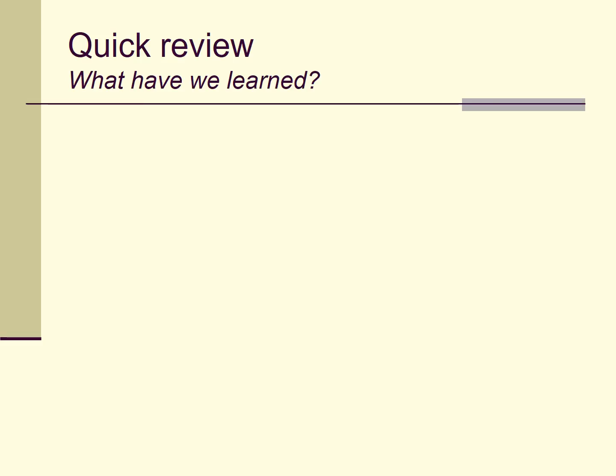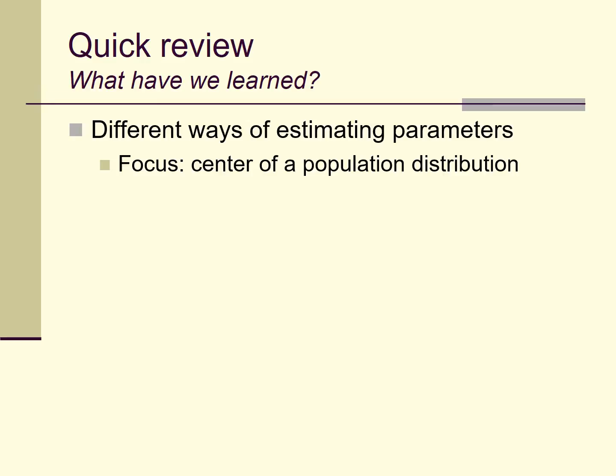Okay, so here's a quick review. What have we learned so far? Well, there are different ways of estimating parameters. Here we've really been focusing on just parameters that are the center or the central tendency of the population distribution. So if we wanted to talk about the center of a population or the centers of groups in the population, we have choices: the mean, the median, the mode. Like I said earlier, we sort of dismiss the mode almost immediately because often it's just not useful to us.